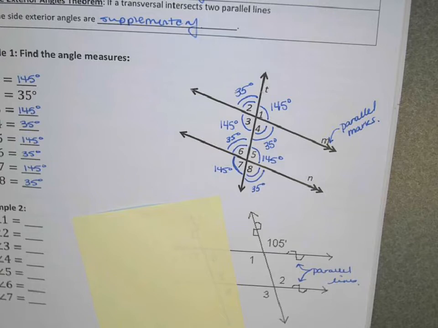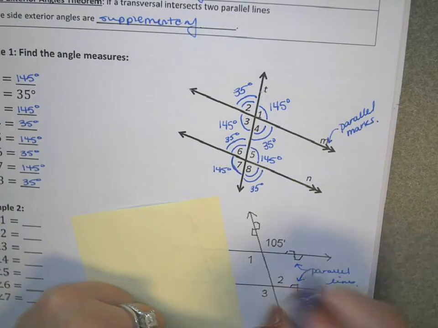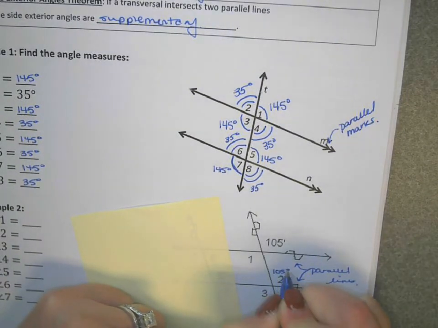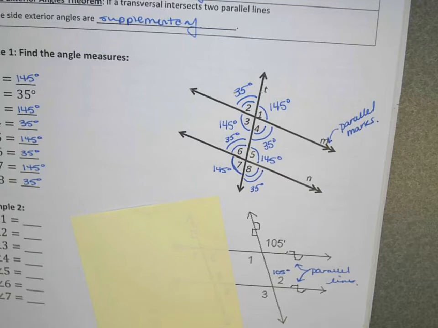And what can we label based on this transversal right here? And if you give me something, you have to be able to say because. Go ahead. Angle 2 is also 105. Because the lines are parallel, and what kind of angles are those? They are congruent, but why? What type of angles? What's their relationship?